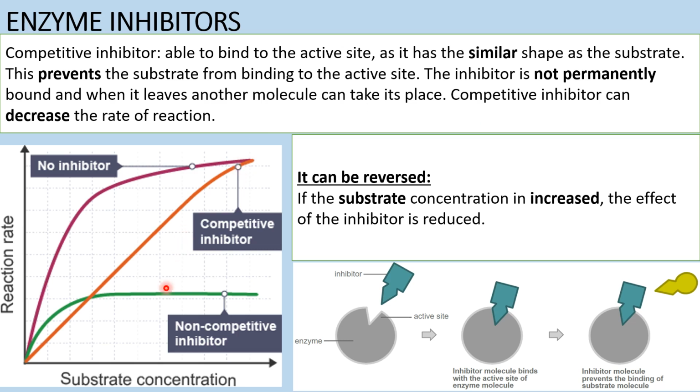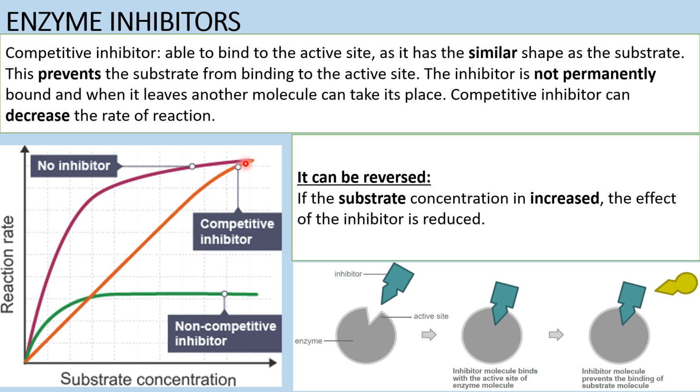And we mentioned that in here, as you can see, we are increasing the substrate concentration. And as we have increased the substrate concentration, the impact is reduced. Even if you did not increase the substrate concentration, eventually you do get a maximum rate of reaction, as you should do, but a bit later, because it's not permanently bound.